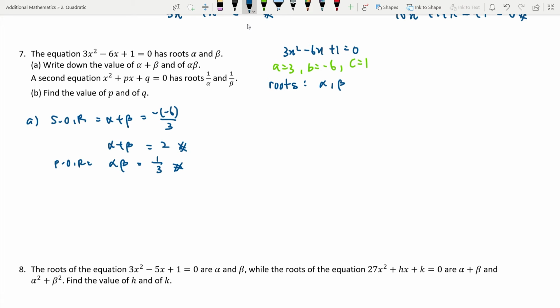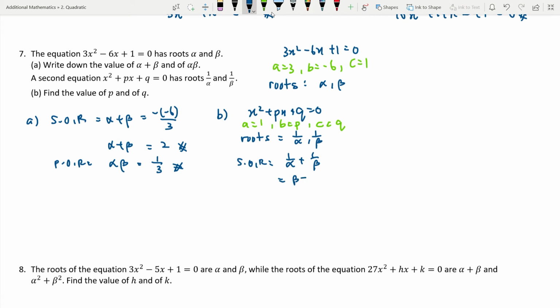A second equation, x squared plus px plus q equal to 0, has roots 1 over alpha and 1 over beta. Find the value of p and of q. Our A is 1, our B is P, and our C is Q. Let's find the sum of root. Sum of root is equal to 1 over alpha plus 1 over beta, which is beta plus alpha over alpha beta. Substitute the value of alpha plus beta and alpha beta that we obtained in part A. We get 2 over 1 over 3, which is 2 times 3, 6.